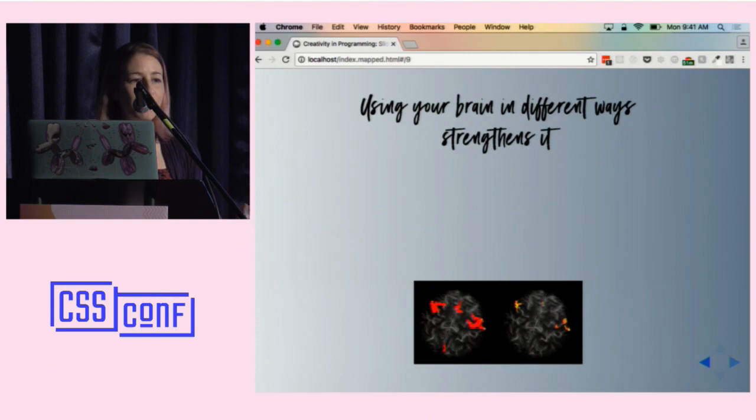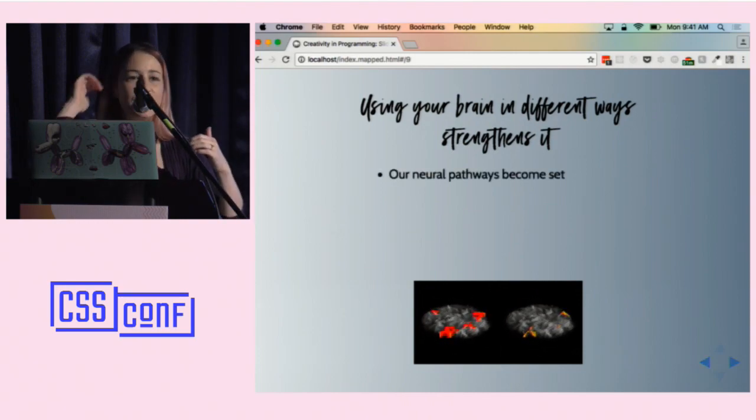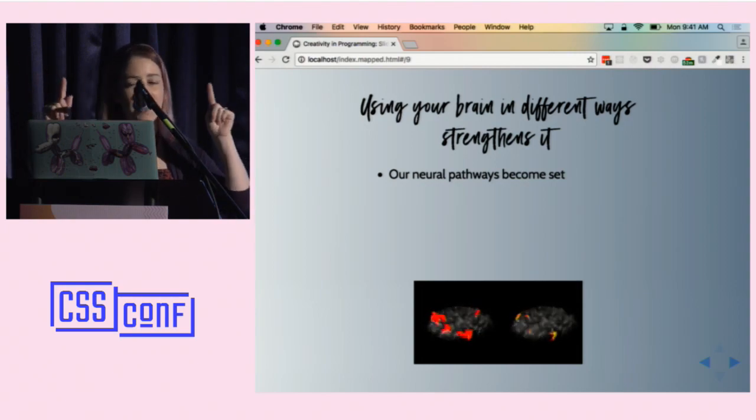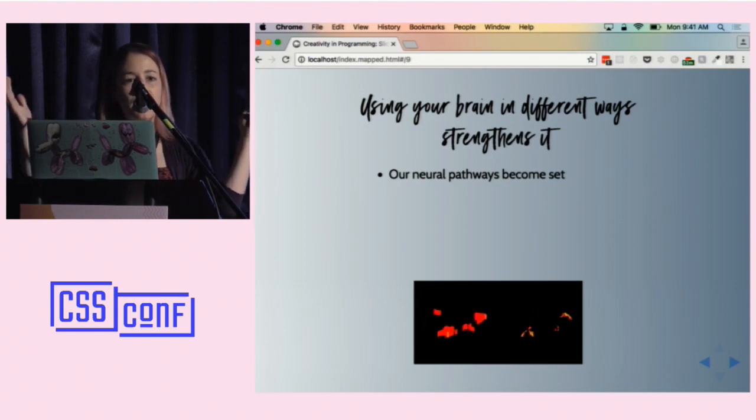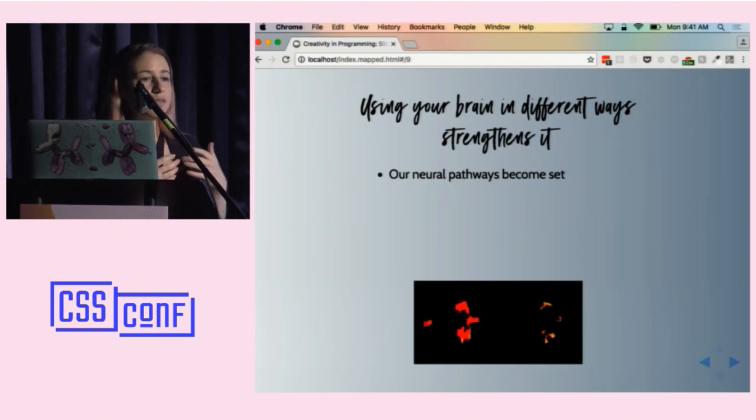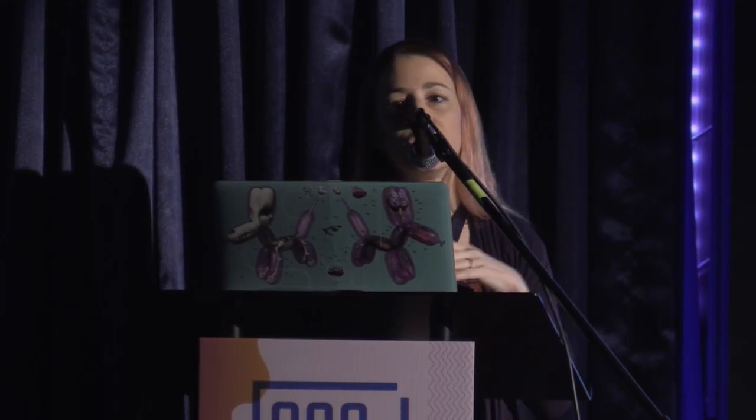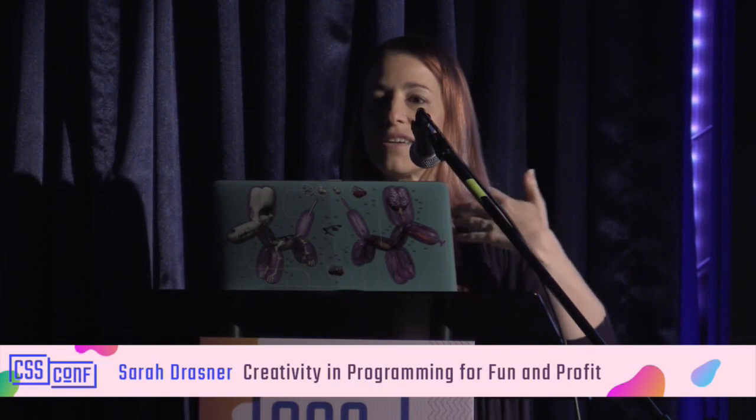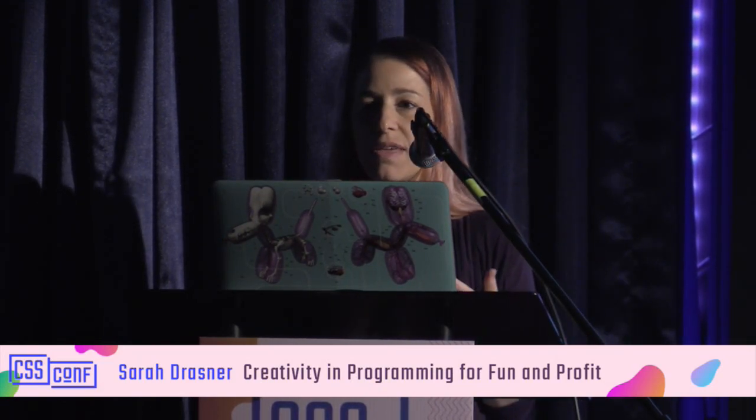The way that your brain works is that our neural pathways get set. Once you have these joined synapses that are firing at the same time of programming and stress, you kind of lock those two things together. If you start to do creative activities, you start to refocus those neural pathways. You start to join them. You actually increase plasticity in your brain, and you can start to tie that creative and happiness and fun along to programming in a way that you didn't before.